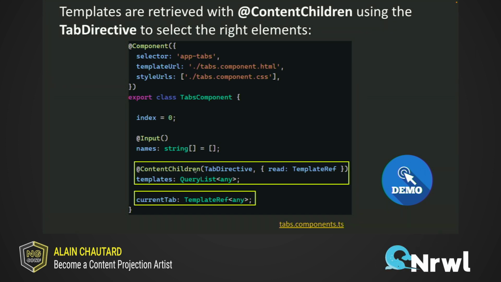And we're going to use ContentChildren. So that's a decorator that's going to query the content to find all of our templates. We're going to select all of the children that have the tab directive. That's the directive that we just saw, which is a way to tell us which templates to select. And it's going to give us a QueryList of all of these templates. And the last thing we're going to do in that tabs component is have a way to store what is the current tab, what is the current selection from the user, where did the user last click. So current tab is going to be one of these template references.